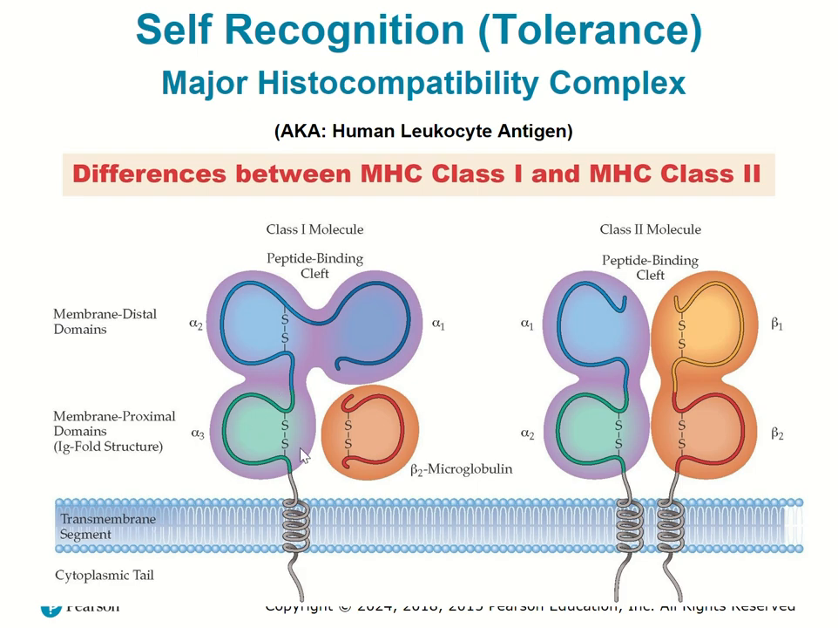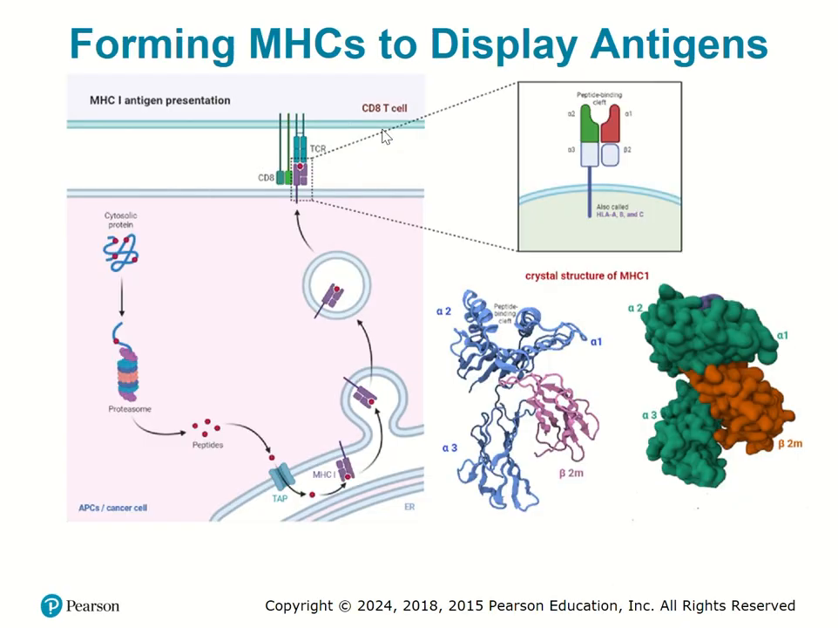But if something happens where the cell is abnormal or it's infected by a virus, it's going to present an antigen on the surface that is not going to be you. And at that point, that is going to tell the body that this is an infected cell. We need to do something about it. So let's talk about how it's going to present that outward.